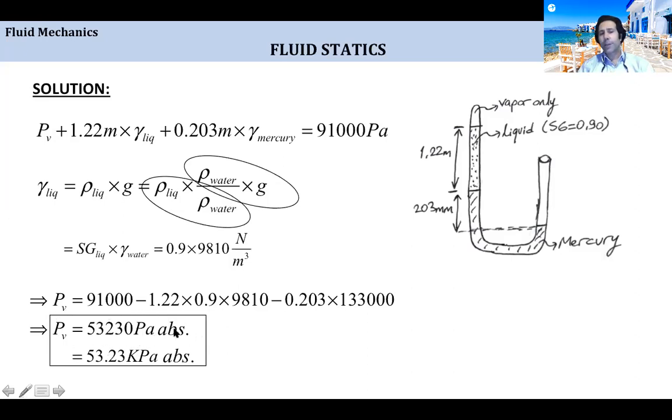You can also express this in gauge pressure. You know how gauge pressure can be calculated from absolute pressure if you know the ambient pressure, so you can do the calculation. And 53,230 Pascal absolute pressure can be represented in terms of kilopascal as 53.23 kilopascal absolute.